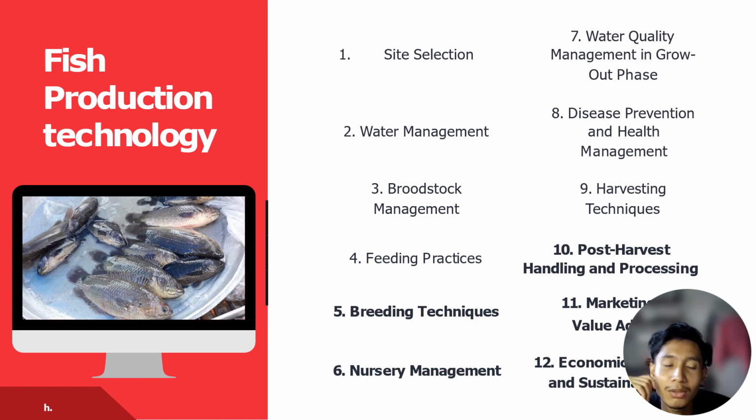Fish production technology. Number 1, we must choose a good site selection, and then water management. Number 3, broodstock management. Number 4, feeding practice. Number 5, breeding technique. 6, nursery management, and then water quality management in grow out phase. Disease prevention and health management, and then harvesting technique, post harvest handling and processing, marketing value addition, and then economy and sustainability.